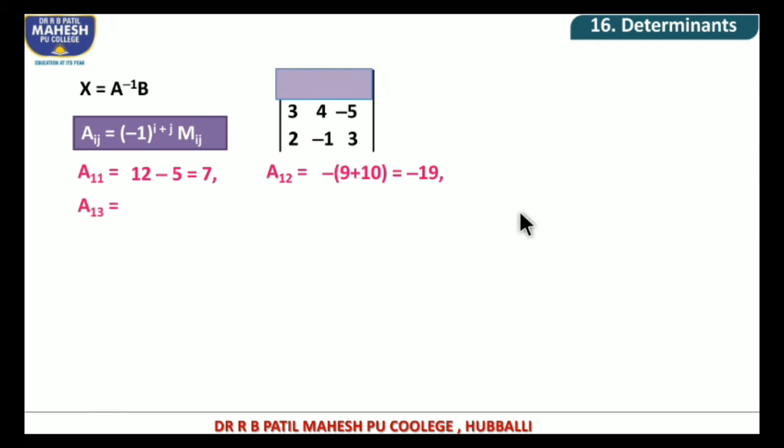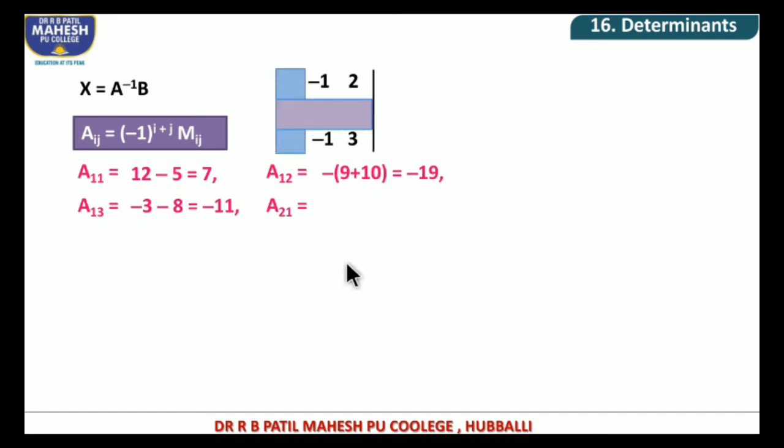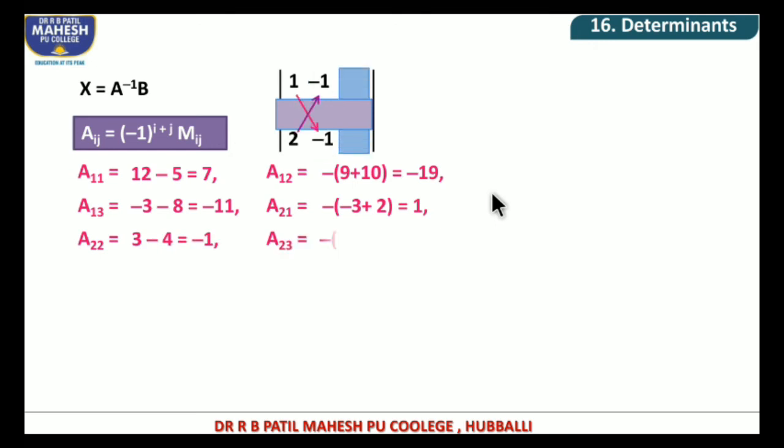Similarly, we have A13. For that one we have the sign plus, and it is minus 3 minus 8, equal to minus 11. And for this A21 we have the sign minus, and the remaining determinant is minus 3 plus 2. That is minus of minus 1, which is equal to plus 1. Next, for A22 we have the sign plus, and it is 3 minus 4, equal to minus 1 only. For A23 we have the sign minus. Therefore, we have minus 1 plus 2. Then it becomes again minus 1 only.